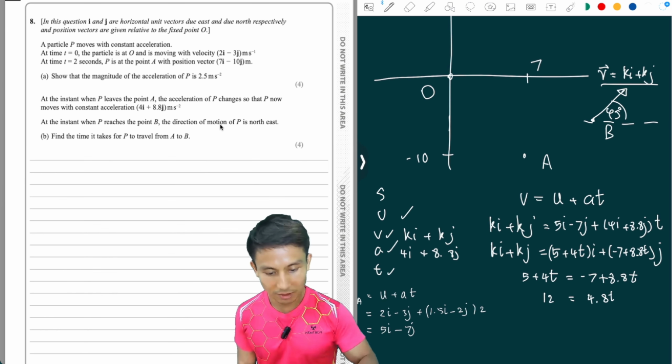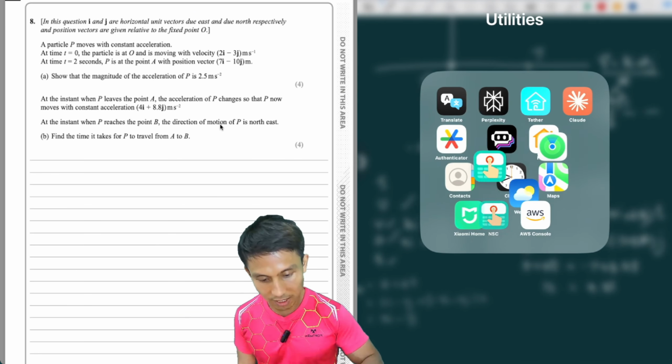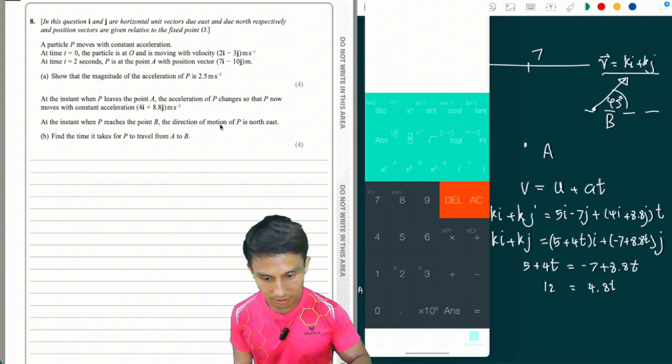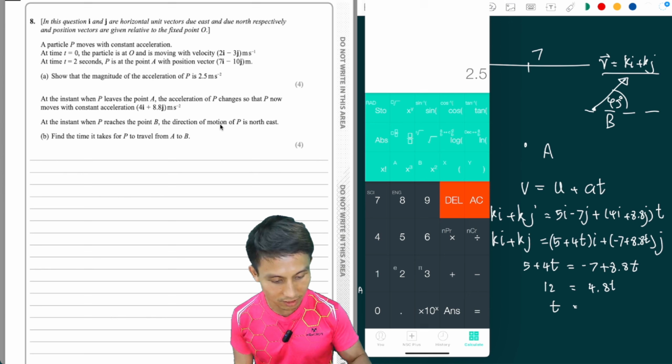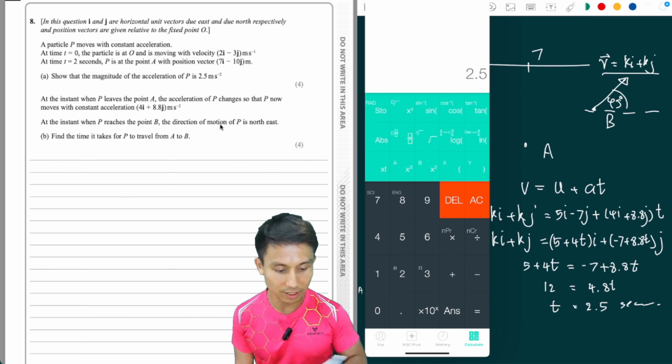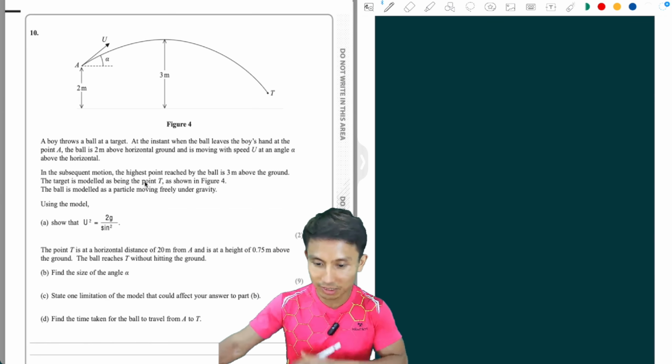So if I use a calculator to solve for that, 12 divided by 4.8, that's 2.5. So t is 2.5 seconds. Okay, that would be the answer there. Let's have a look at the next question, number 10.